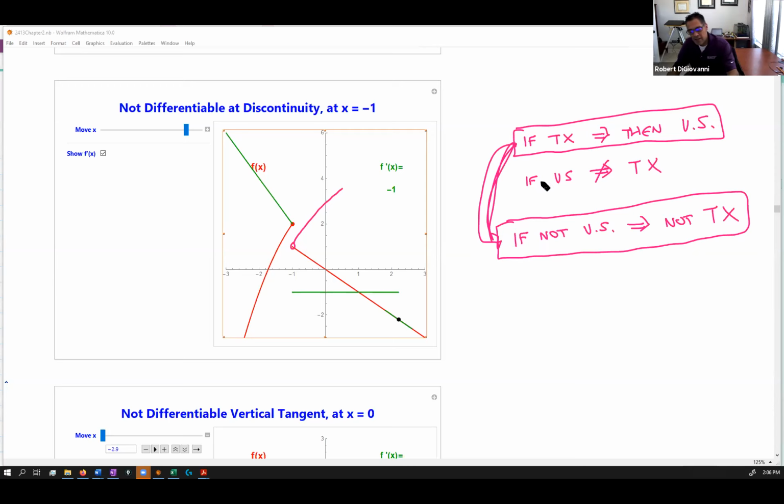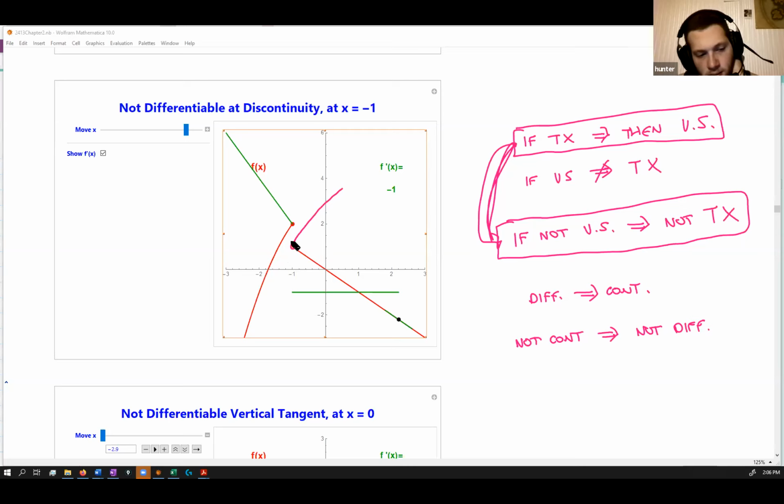But the reason I'm mentioning it is because we're saying that differentiability forces continuity to happen. But the contrapositive of this is if you're not continuous, that means that you are not differentiable. And therefore, to answer your question, Hunter, even if the slopes on both sides were equal, if you have the jump, if you have the break, you don't have continuity. And as soon as you don't have continuity, you lose the differentiability. Okay.